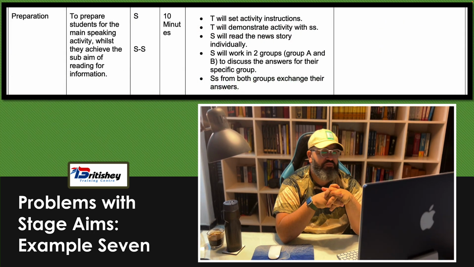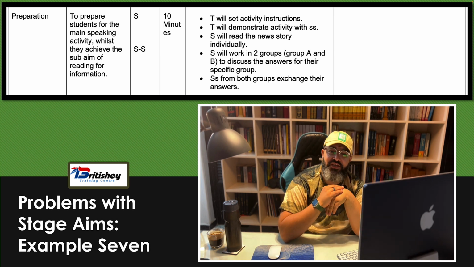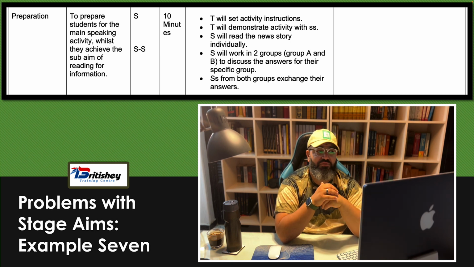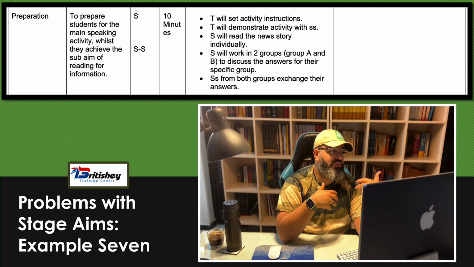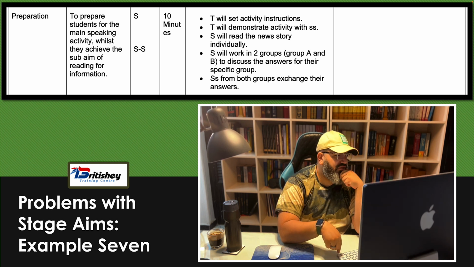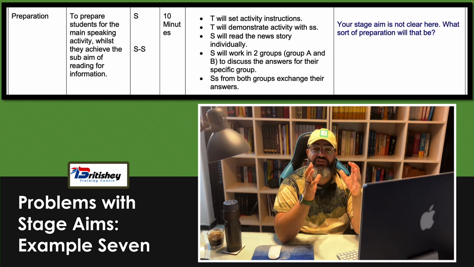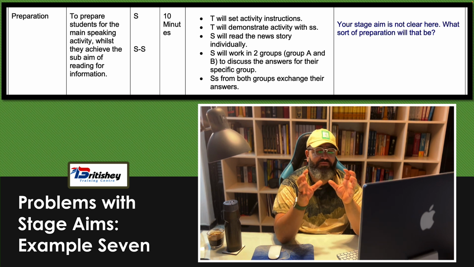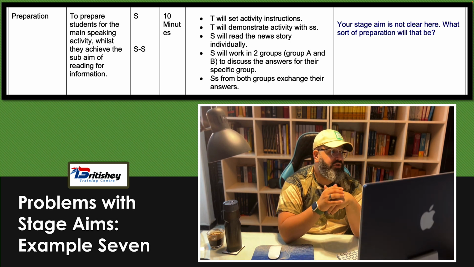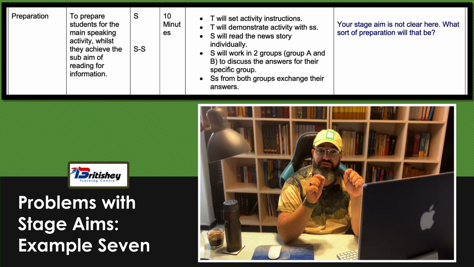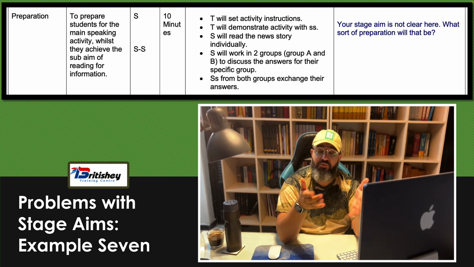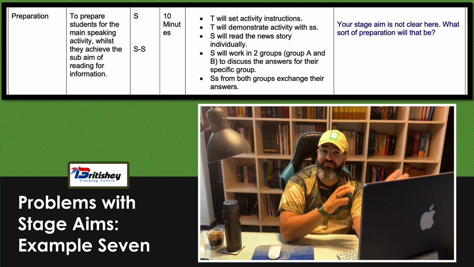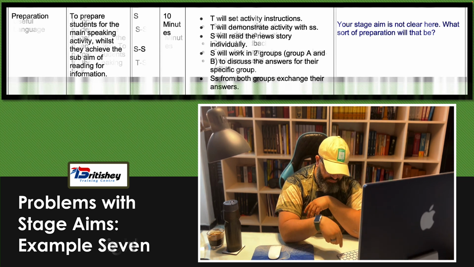Another example. And we've got preparation. It seems that this is taken from a speaking framework. And it says, to prepare students for the main speaking activity whilst they achieve the sub-aim of reading for information. And then I said, your stage aim is not clear here. What sort of preparation will that be? So the candidate should have written this, to prepare students for the main speaking activity by providing them with the information they would need to use when they're speaking through a reading passage. That would make more sense. Right.